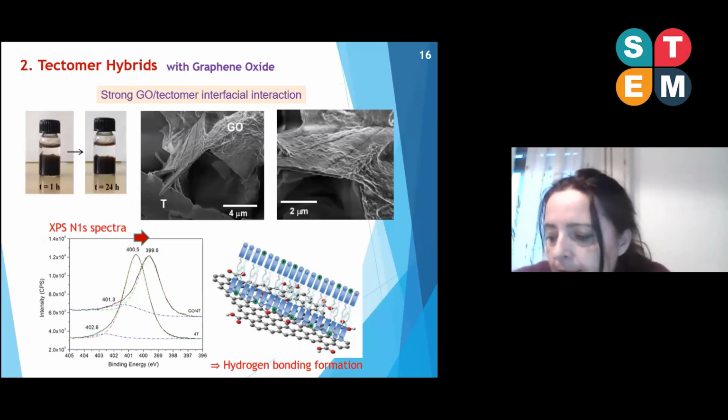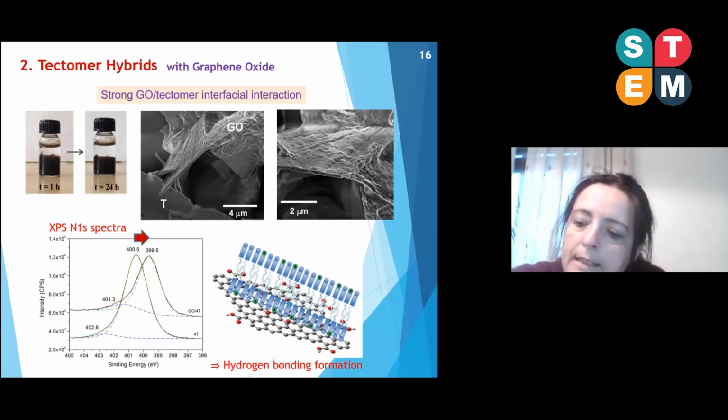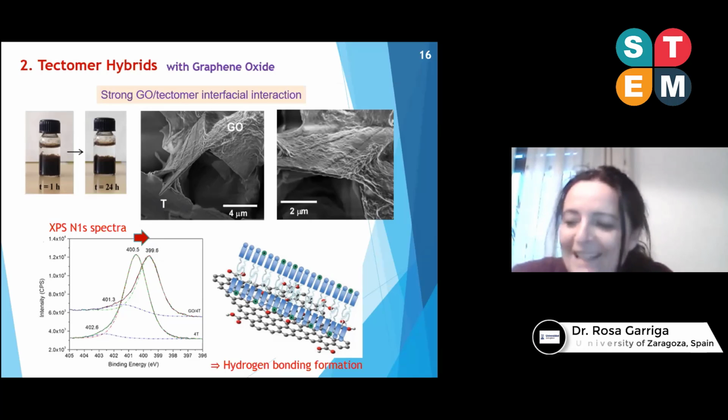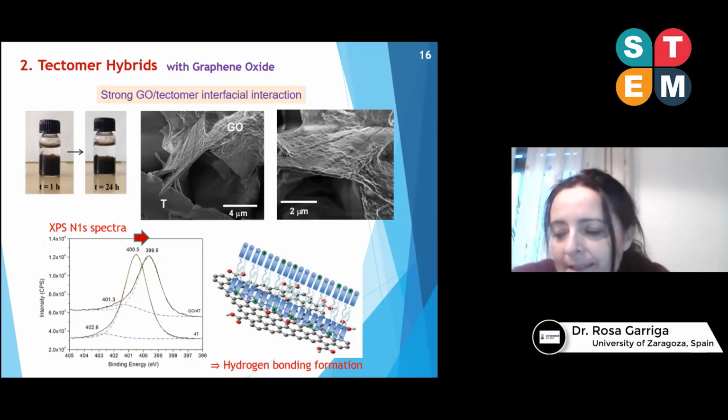We then investigated the interactions between the tectomers and graphene oxide. After addition of tectomers, either 2T or 4T, GO instantaneously flocculates, resulting in a colorless supernatant. SEM characterization of the flocculated GO sediments, after being washed with water to remove the non-specifically bound material, shows extensive coating of highly exfoliated graphene oxide on the rigid tectomer platelets.